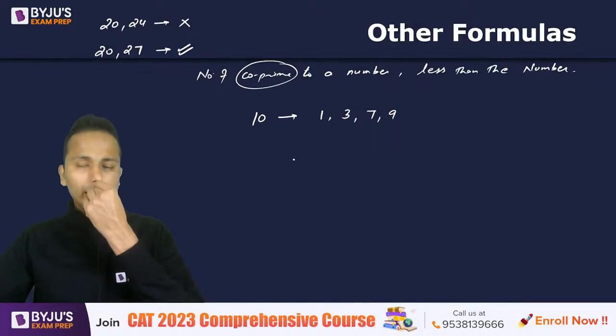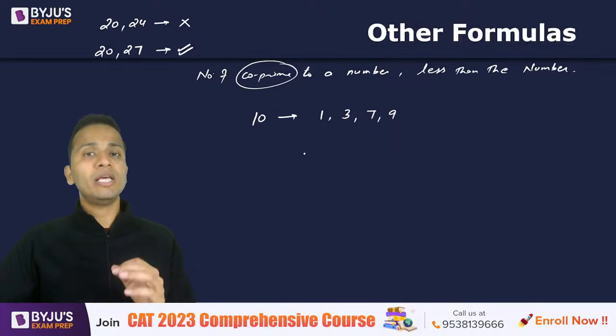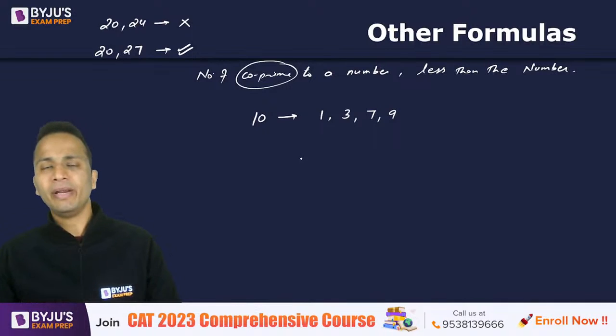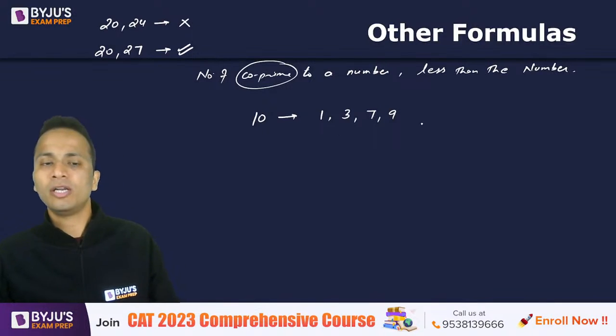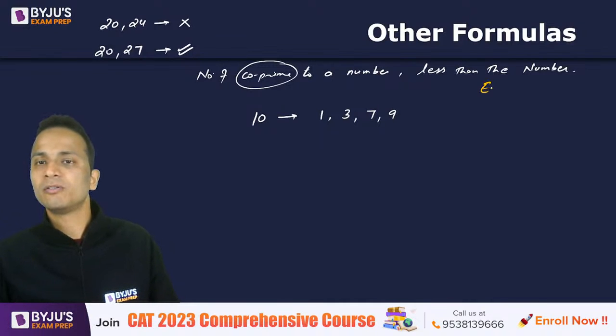Now this particular formula that I'm telling you will be very useful in the remainder theorem. When you will be doing the remainder theorem, this formula will be very helpful because this is also called the Euler number of any number. So Euler number.